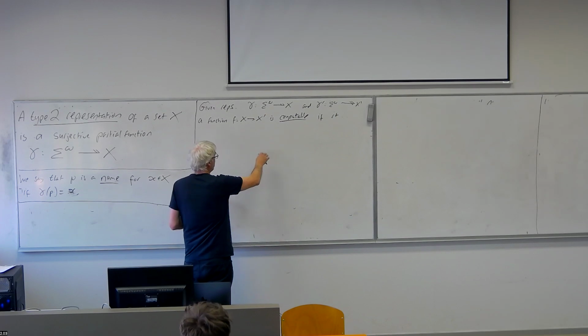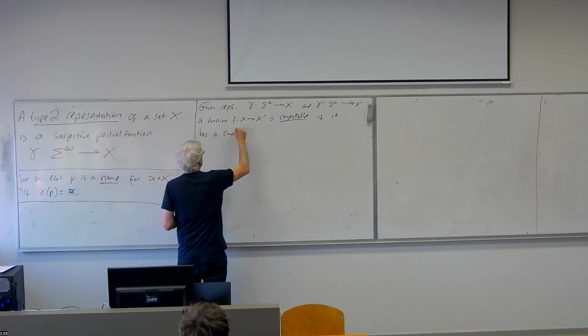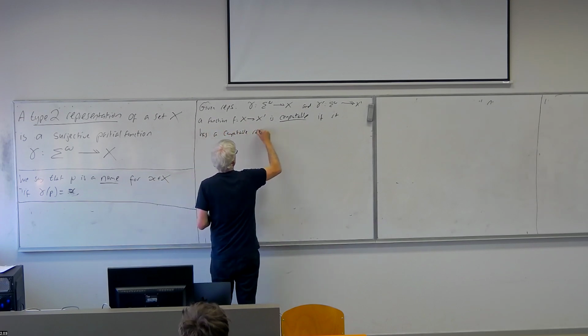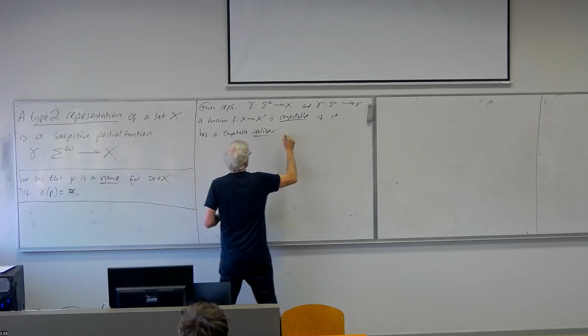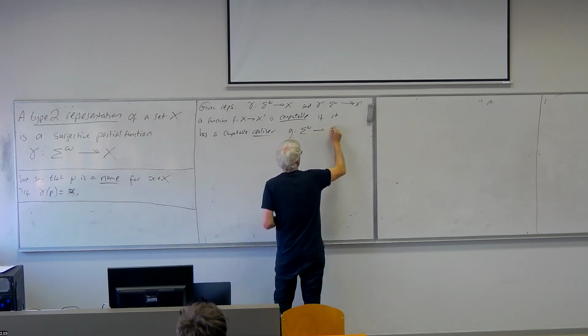So f is computable, again, if it has a computable realizer G, which is a partial function acting on omega words.